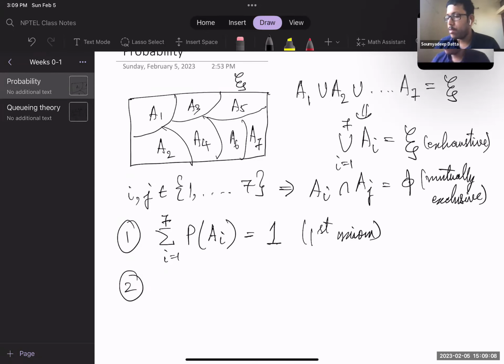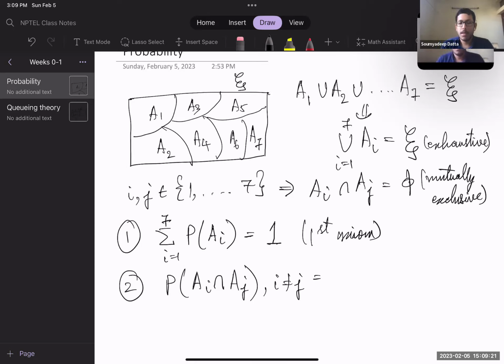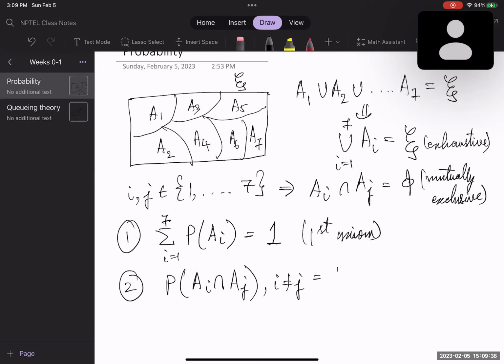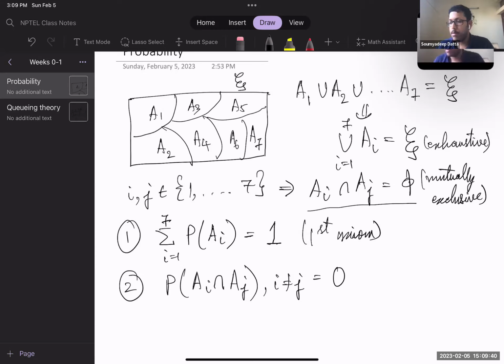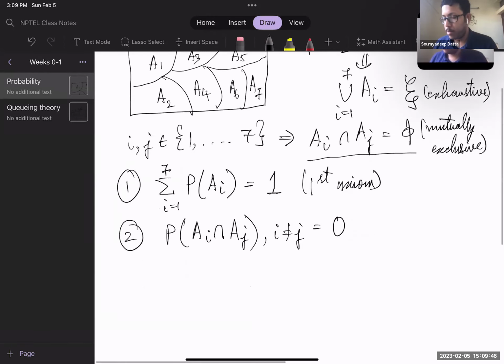Another property I've already stated: what will be the probability of Ai intersection Aj, with i not equal to j? Can I get the answer for this? 0. Yes, because Ai intersection Aj has no common element, so the probability is 0. Very good.